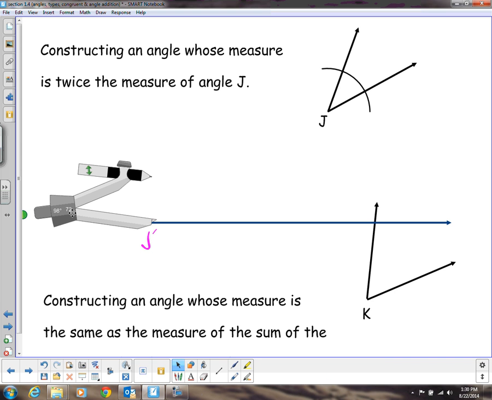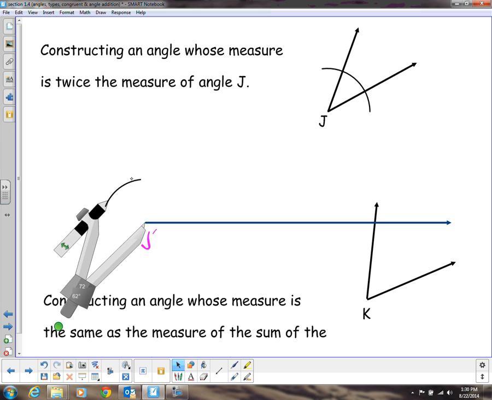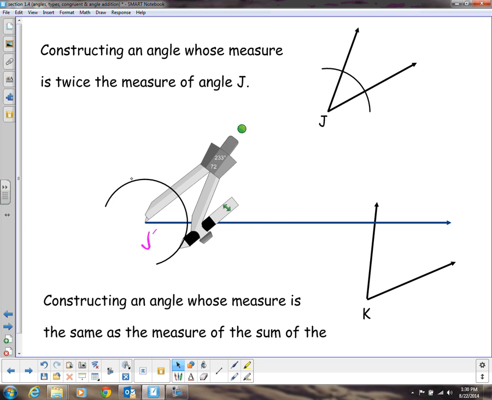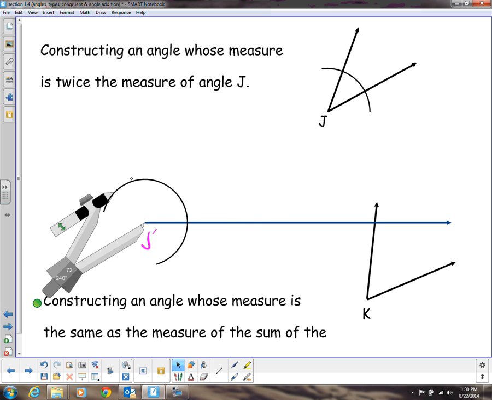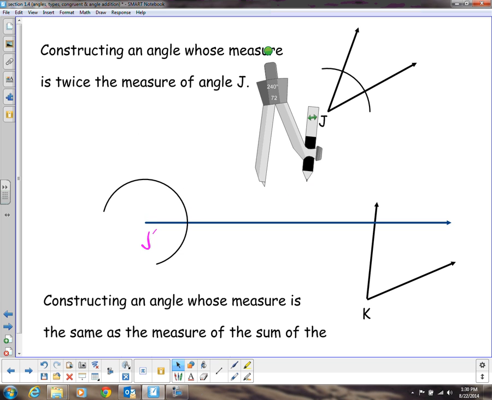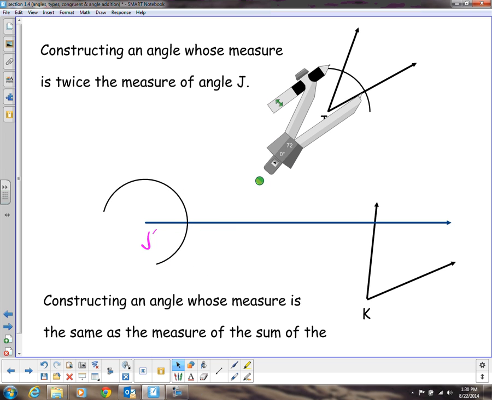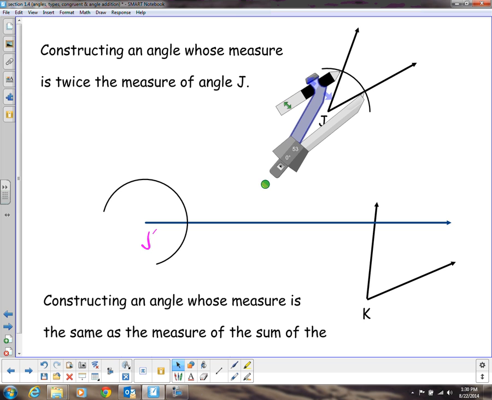All right, let me move my compass point back where it belongs. And now we're going to do our pencil. Now notice I'm making a really large arc. Need a big one. Okay, notice I did not change that compass opening. So now we're going to come over here and we're going to measure. So I'm going to put my compass point on this point of intersection. We're going to put our pencil point on that point of intersection.